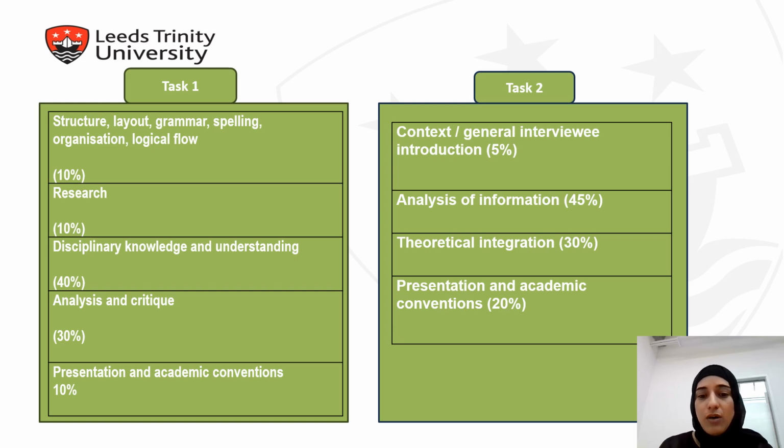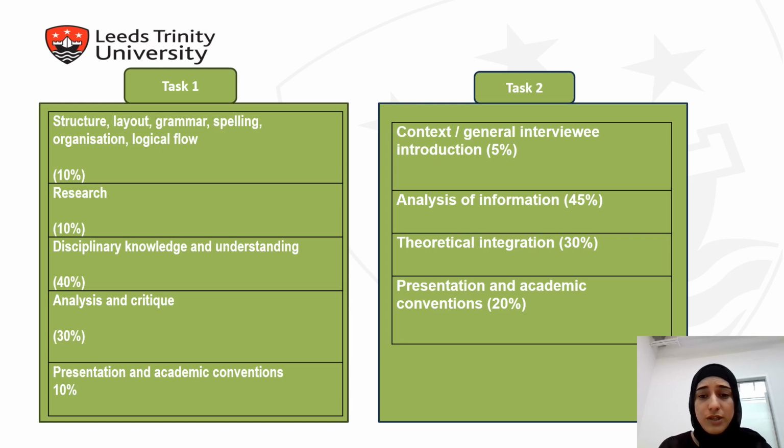In task number 2, obviously, first of all, you have to present a journal interviewee introduction. You have to give whom you interviewed, what was the age of that person, your name, and where you met that person. So you have to give a brief introduction of that specific person. We are going to look into that. Then you have to do the analysis of the information in detail by giving all the information. Then you have to relate it with the different theories in your poster, and after that we are going to look into the presentation of your poster and your academic conventions.